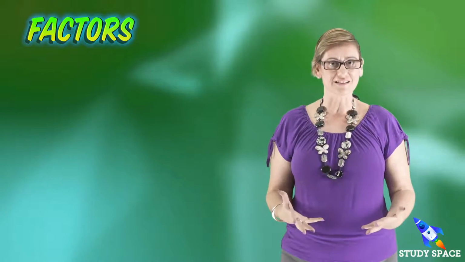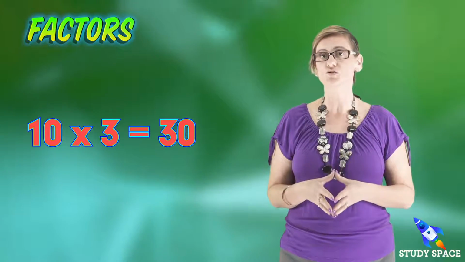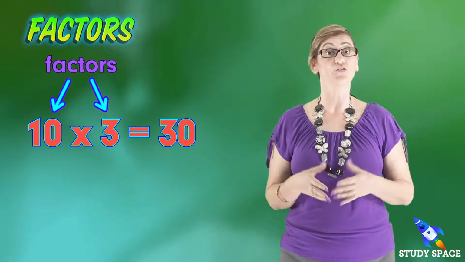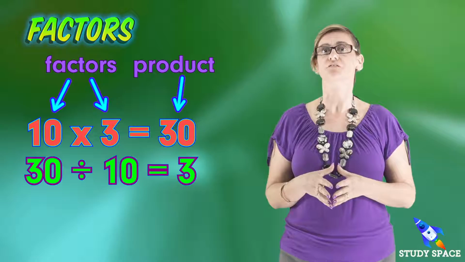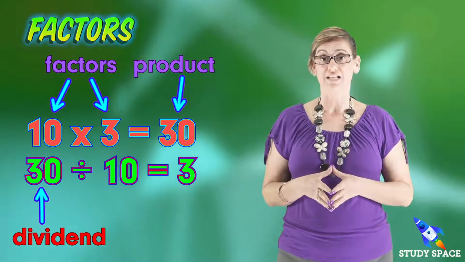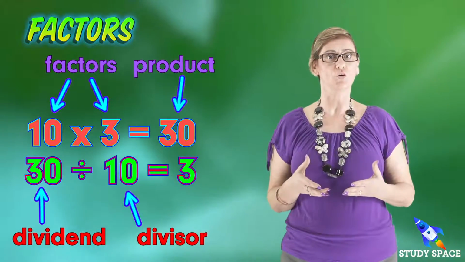So what are factors? In multiplication, the numbers you multiply are called factors. The answer is called the product. And in division, the number being divided is the dividend, and the number that divides it is called the divisor, and the answer is called the quotient.